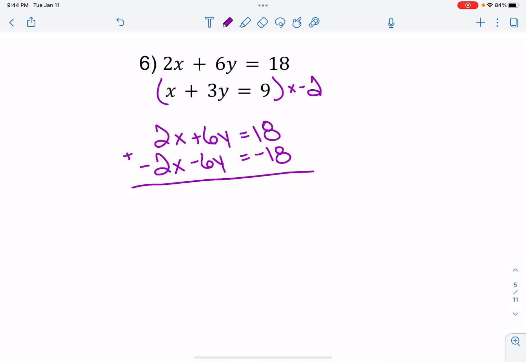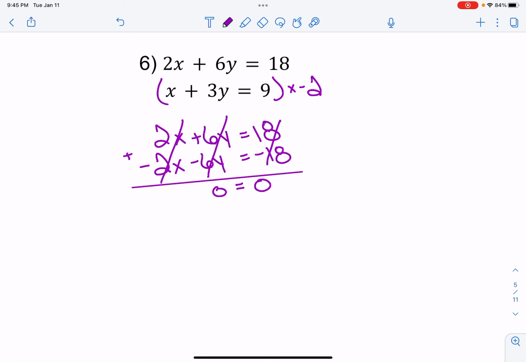So you might be looking at this and already noticing some things. So when we add these together, we have 2x plus -2x. Well, those drop out. We have 6y plus -6y. Well, those go away. So that's everything for the left-hand side. We don't have anything left. We just have a big fat 0. And then on the right-hand side, we have 18 plus -18. Well, that also goes away. So we just have 0. So our final answer here is 0 equals 0.